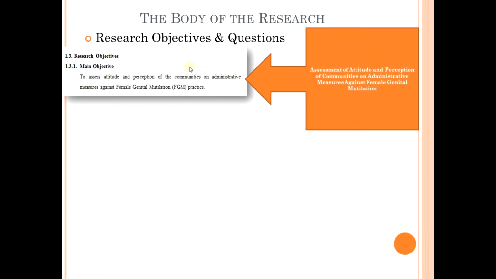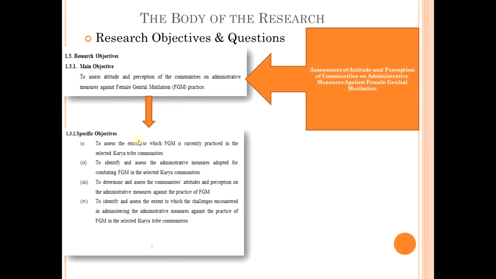Research objectives is another part of chapter 1. The research objectives are obtained from the title of the research. Therefore, from the title of the research, the main objective is obtained. Then the specific objectives are generated or developed from the main objective.